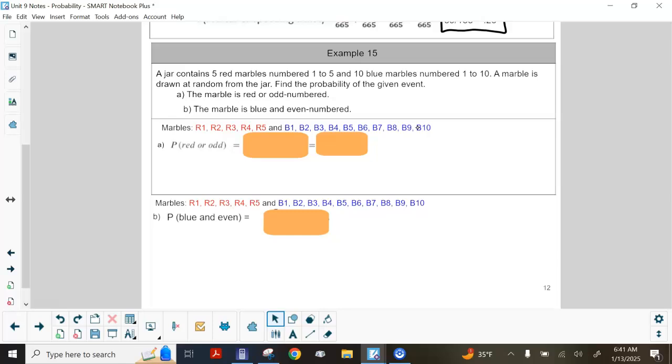Okay. So on letter A, this one says they want to choose a probability of the marble being red or an odd numbered marble. Okay.